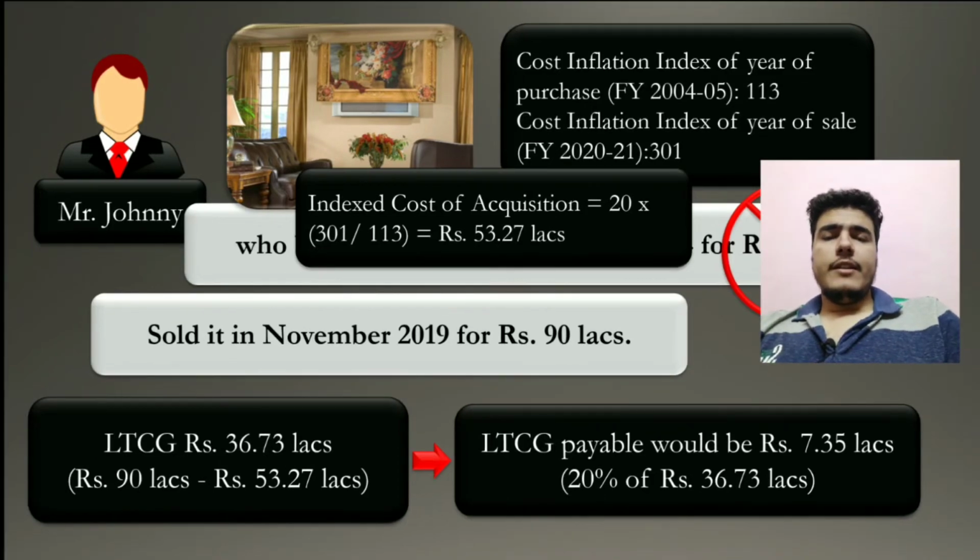So you can see the difference between the tax treatment of short-term capital gain and long-term capital gain. First thing is, indexation is available only in case of long-term capital gain, and in case of short-term capital gain, you just have to add that short-term capital gain to your regular income and it will be taxed as per your respective slab rate. But in case of long-term capital gain, there is a special rate of 20%. Okay, so you have to pay this 20%, that is 7.35 lakh, over and above your regular income tax payable. So this is the difference between long term and short term.